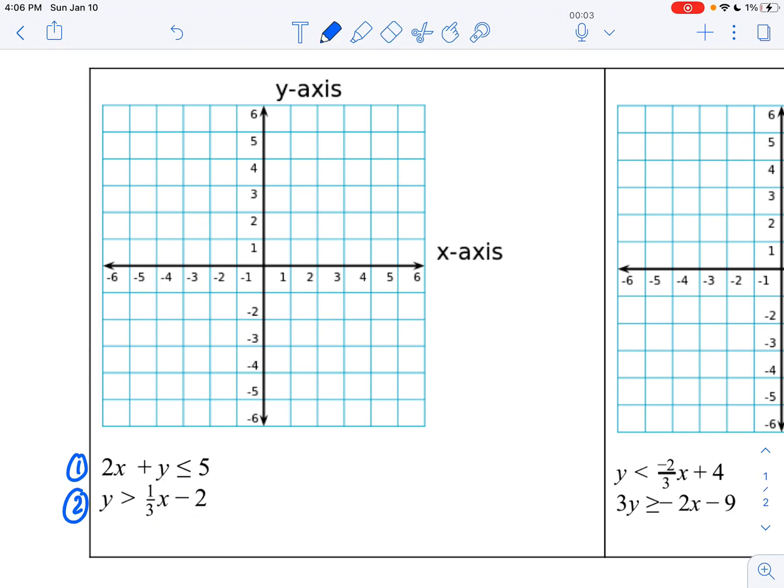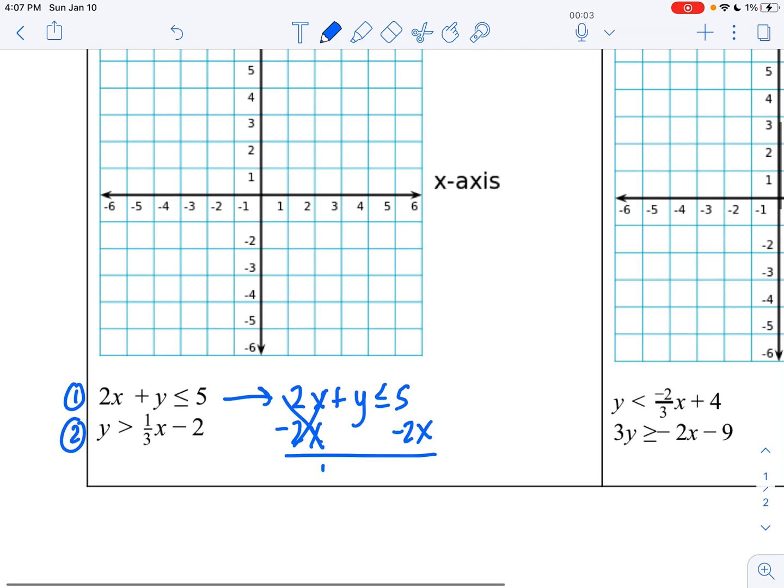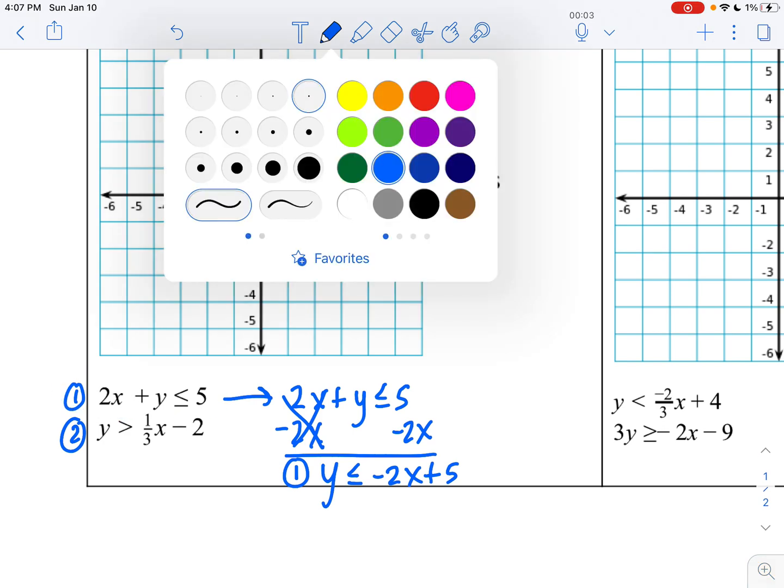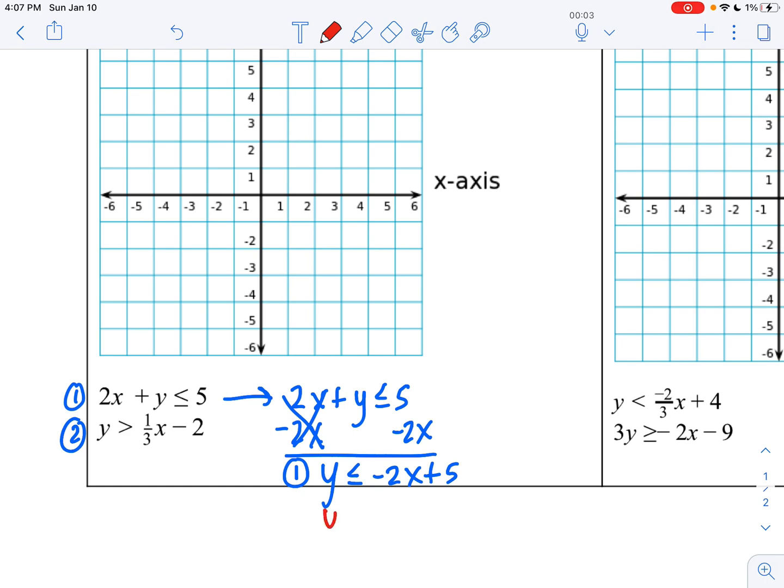So equation 2, we don't have to do anything to, but equation 1, I'm going to rewrite over here and solve for y. In order to get y alone, I'm going to move the 2x to the other side of the inequality by subtracting 2x. So y is less than or equal to negative 2x plus 5. Now in equation 1, the y is by itself. I'll keep this sign here so I don't confuse anyone, but it's still the same thing.